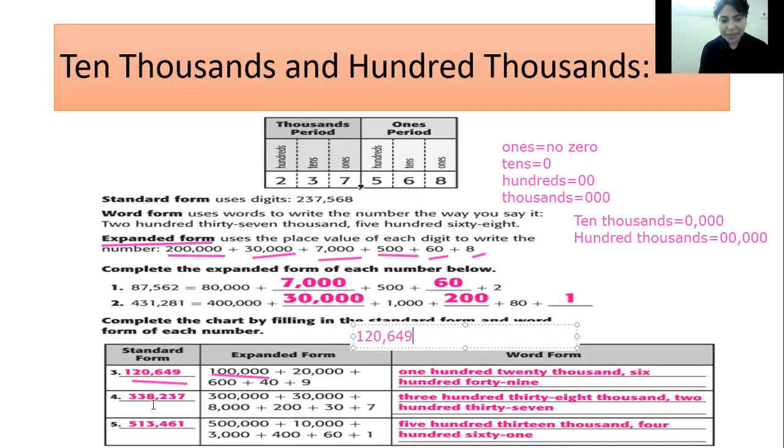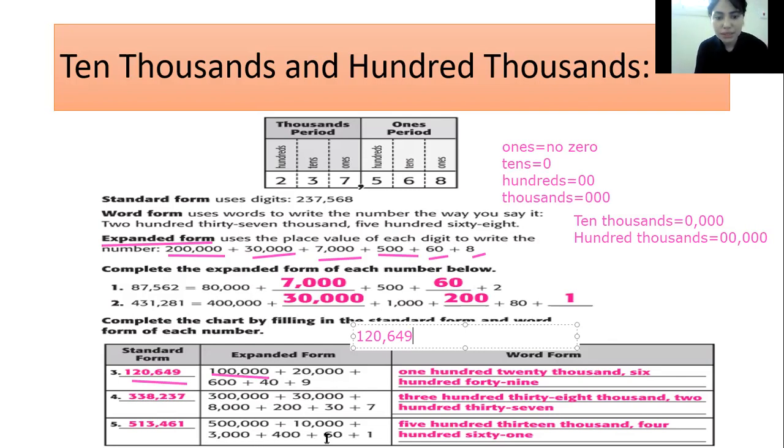Okay, the next one here. 300,000 plus 30,000 plus 8,000 plus 200 plus 30 plus 7. Okay, so what did I do? What is the biggest number? The biggest number is 300,000. So I want a number of 6 digits also. So the first one is 3. What's the number that has 5 digits? 3. What is the number that has 4 digits? 8. What is the number that has 3? 2. What's the number that has 2? 3. What is the number that has 1? 7. Then I write 338,237.